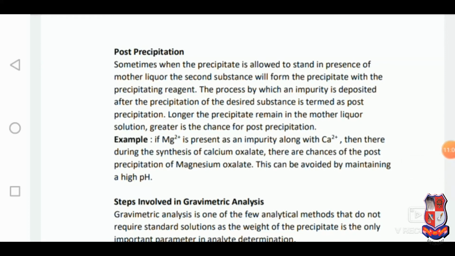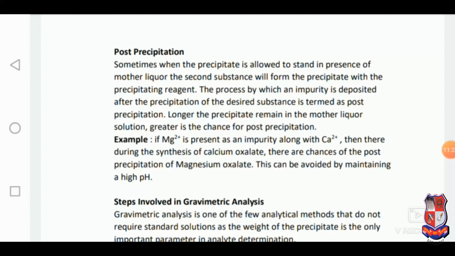Post precipitation, similar to co-precipitation, produces an impure or contaminated precipitate, and to remove it we have to use an electrolyte solution. A proper electrolyte solution like ammonium chloride can easily remove the impurities adhered to the post precipitation and co-precipitation.